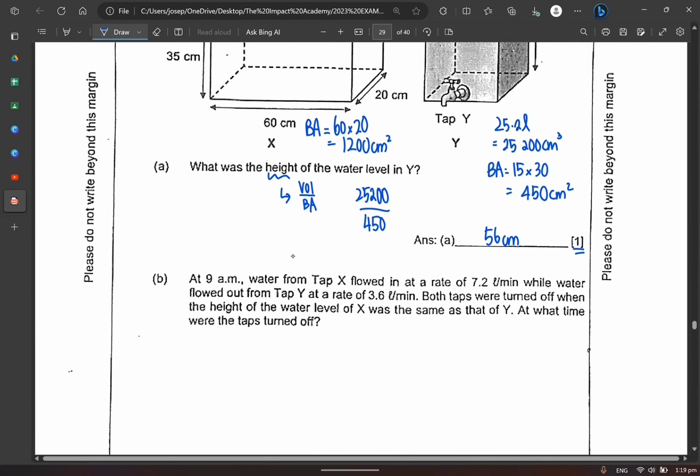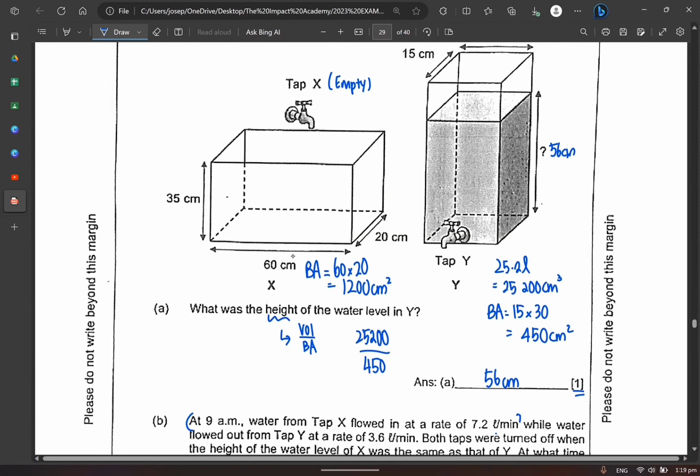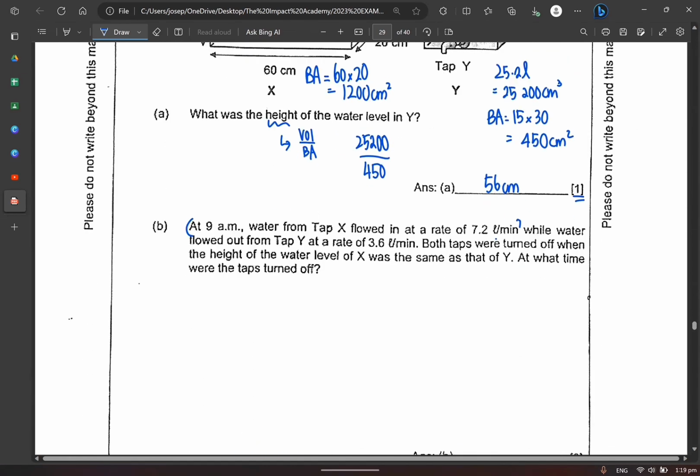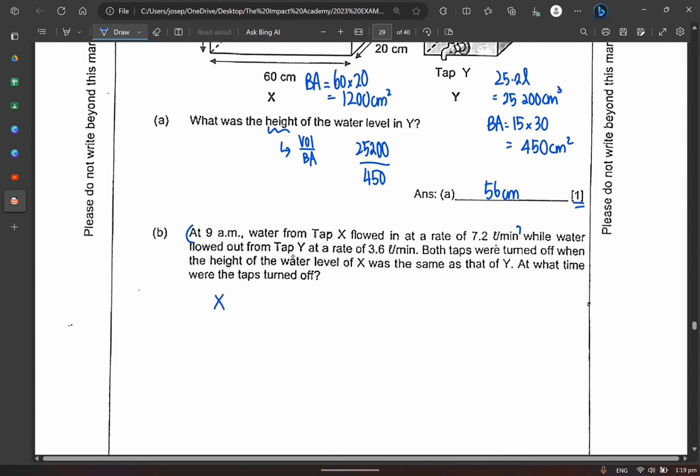Water from tank X flowed in at a rate of 7.2 liters per minute. So what happens is this: for tank X, because it is empty, water is going in. So we are just going to write for X itself, every 1 minute, it will receive 7.2 liters, which is also 7,200 centimeter cube.